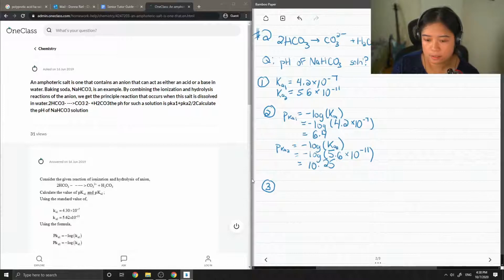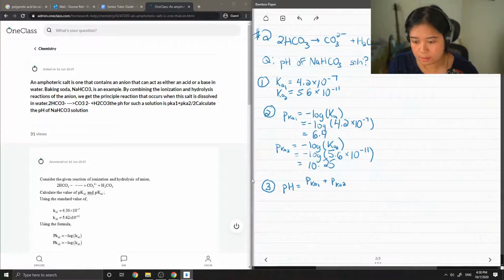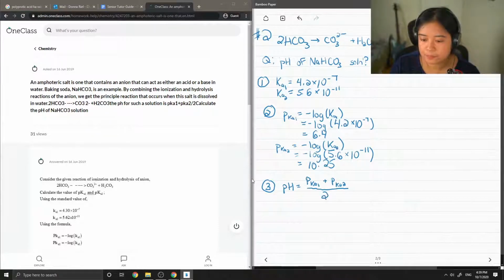So lastly, this is given in the question, where pH is equal to pKa1 plus pKa2 divided by 2. Input our values, 6.4 plus 10.25 divided by 2. And we get a final pH of 8.35.